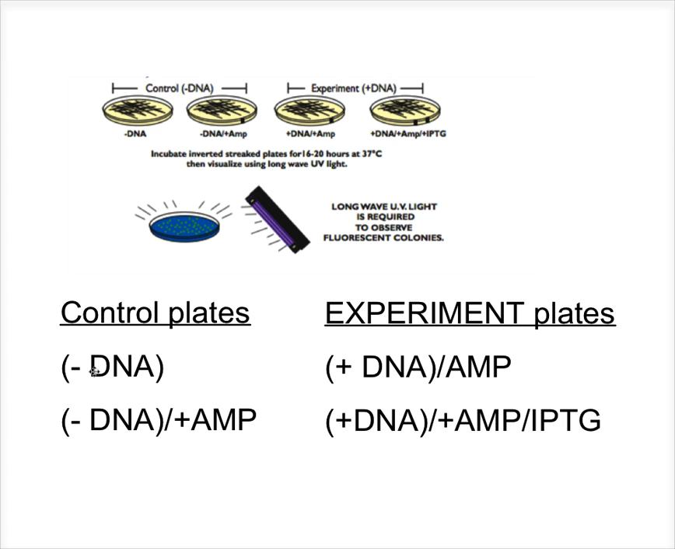Therefore, the minus plate will just be straight E. coli, so it should grow up as a complete lawn. If it has minus DNA plus AMP, then that E. coli should not be able to grow unless it's ampicillin resistant. And then our 2 experimental plates got the plasmid. So if the plasmid is there, it should be able to grow up on AMP. So on this plate, we should see some white colonies because the inducer is not there. And finally, on this last plate, plus AMP plus IPTG, we should be able to see our green fluorescent colonies.